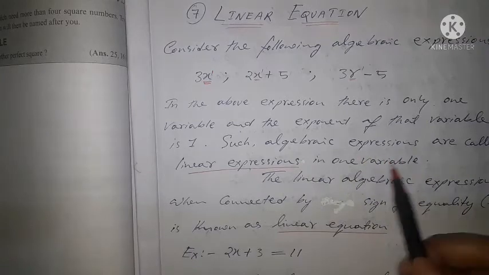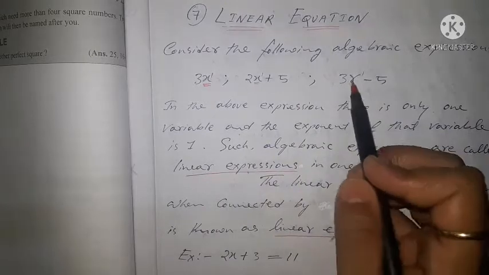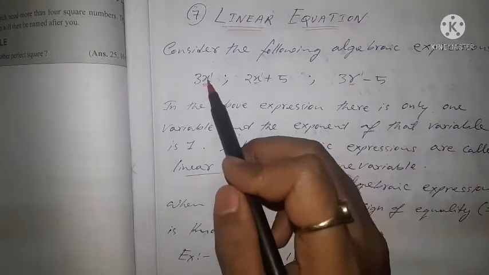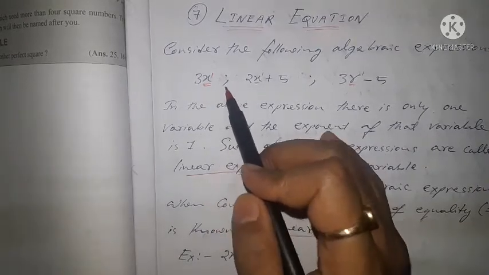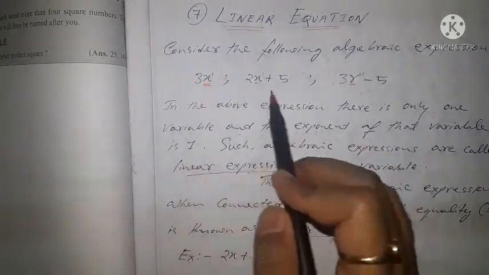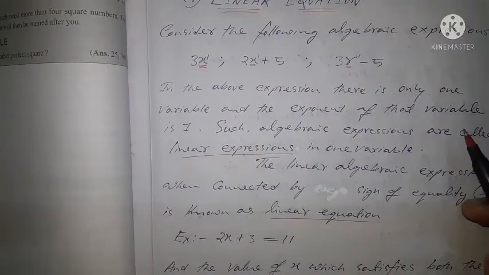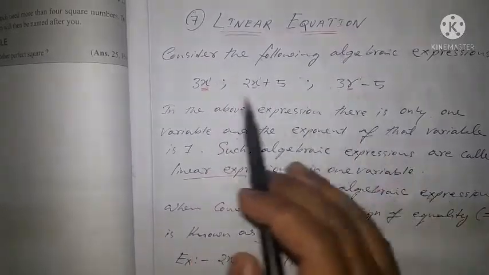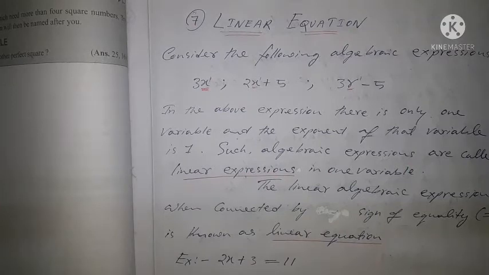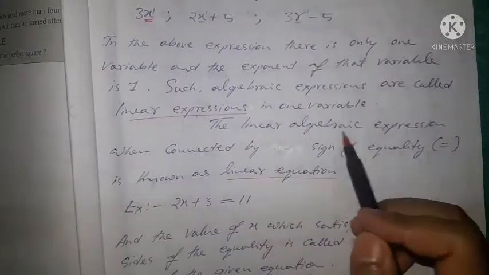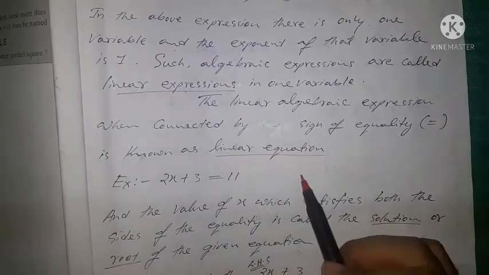Such algebraic expressions are called linear expressions in one variable. If the exponent of the unknown variable is 1 in an algebraic expression, then such an algebraic expression is known as a linear expression. And since in the given expressions there is only one variable, these are linear expressions in one variable. So the linear algebraic expression, when connected by the sign of equality, is known as a linear equation.